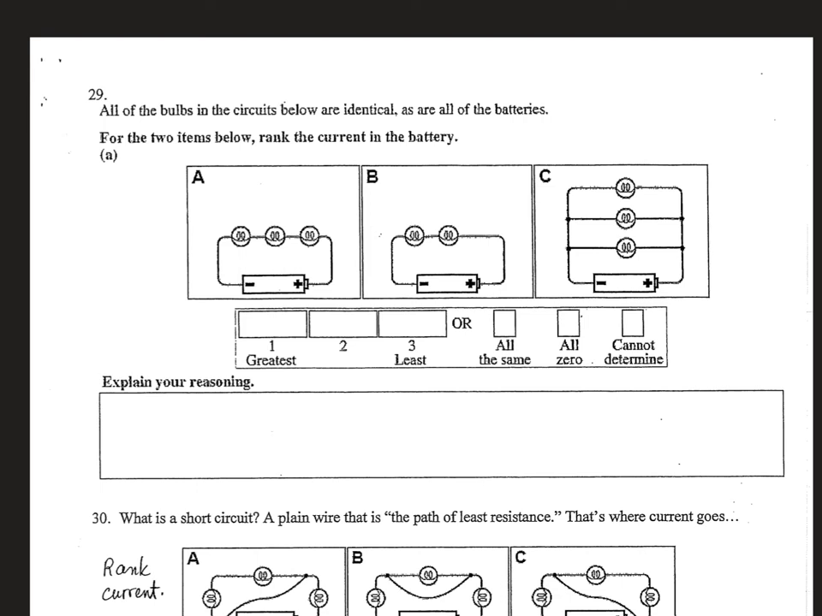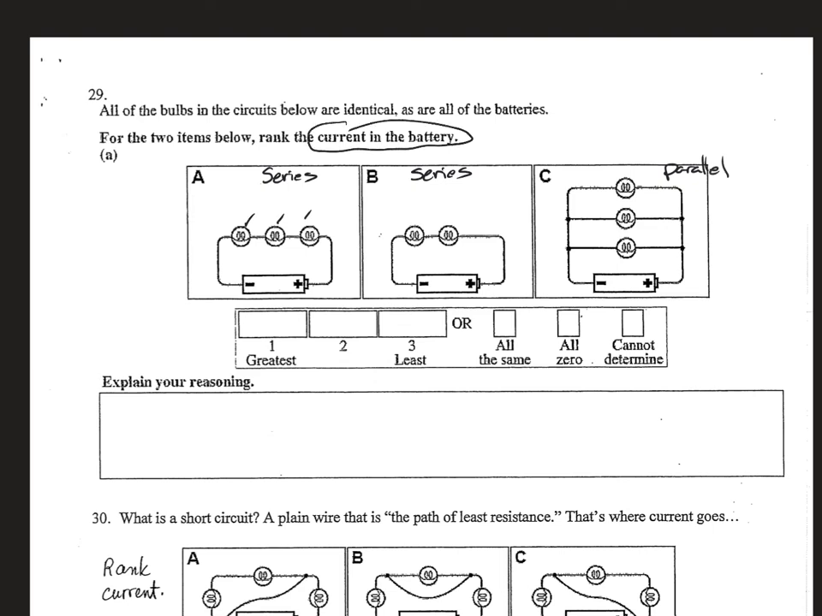Let's go to the next, and let's zoom in on the top, 29. All of the bulbs in the circuit are identical. Excellent, just like before. And so we've got a series circuit for A, we've got a series circuit for B, but we have a parallel circuit for C. And now we want to rank the currents again.